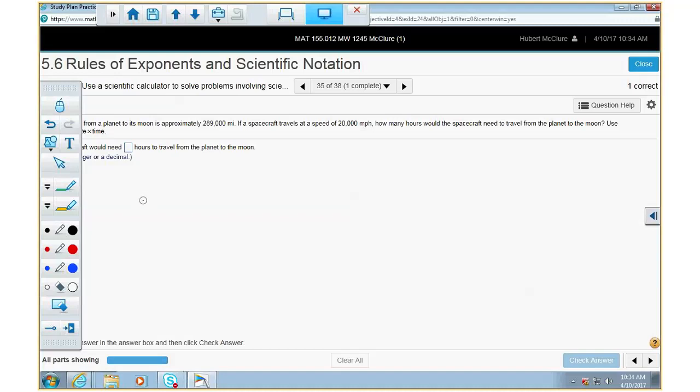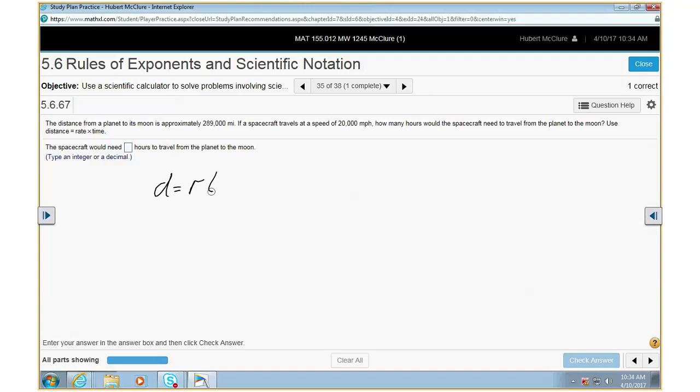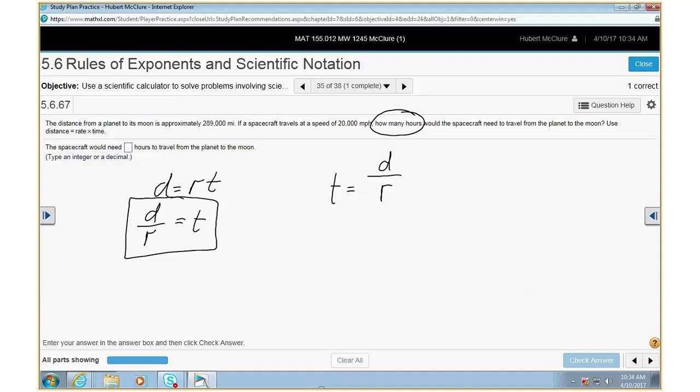All right, so we're going to take distance equals rate times time. And it's asking for how many hours, so that means we solve it for time. Time is equal to distance divided by r. So that's what we're going to use, because right here it's asking for time. So t is equal to d over r. So our distance is 289 what? 289,000 divided by 20,000.